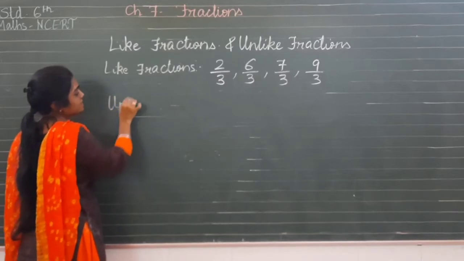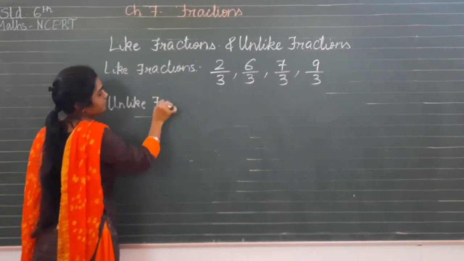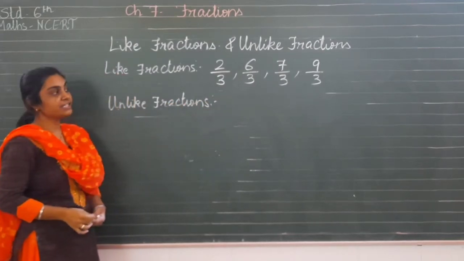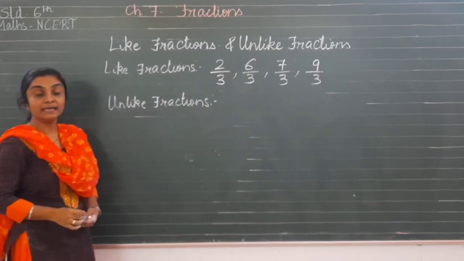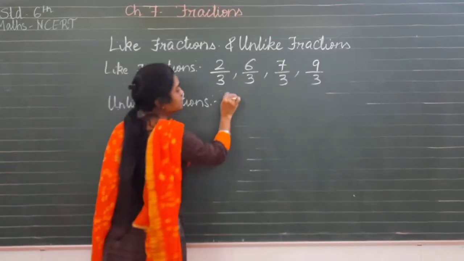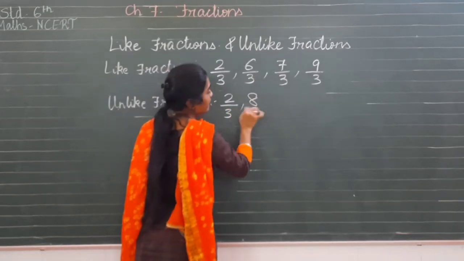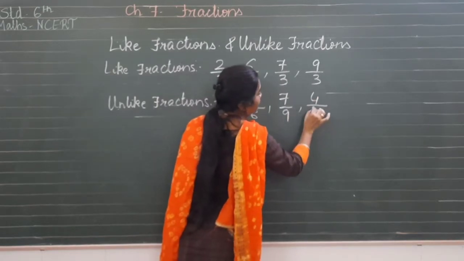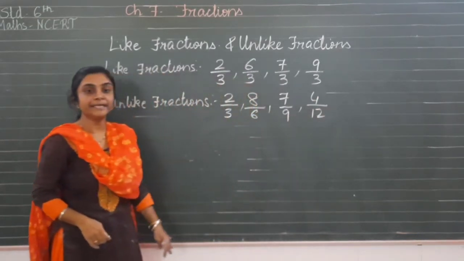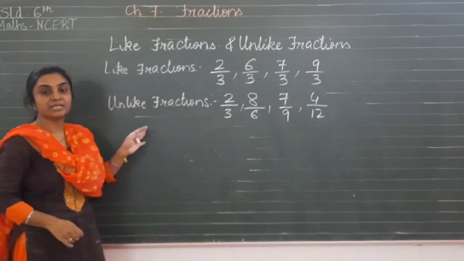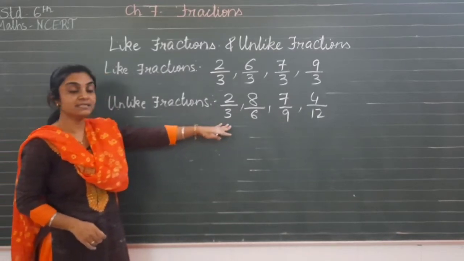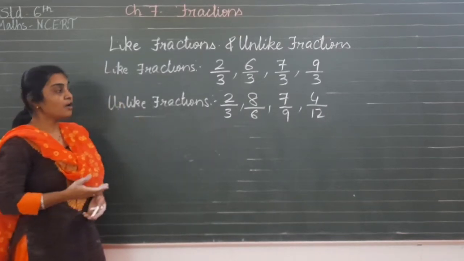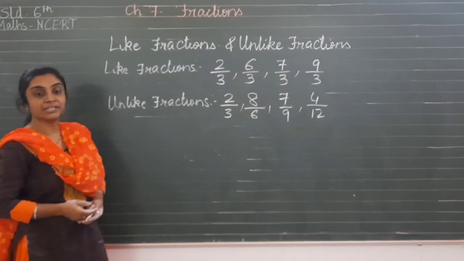Now let us see what unlike fractions are. Unlike fractions are the fractions in which the denominators are different. Now let us see the examples: 2 upon 3, 8 upon 6, 7 upon 9, 4 upon 12. Here all the denominators are different, so this type of fractions are called unlike fractions. We have to just see the denominators. Like fractions and unlike fractions are helpful for addition, subtraction and comparing.